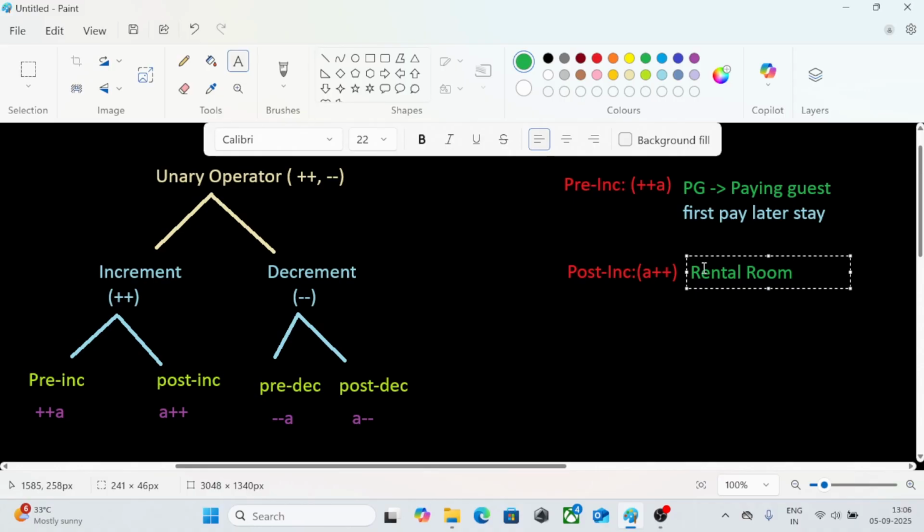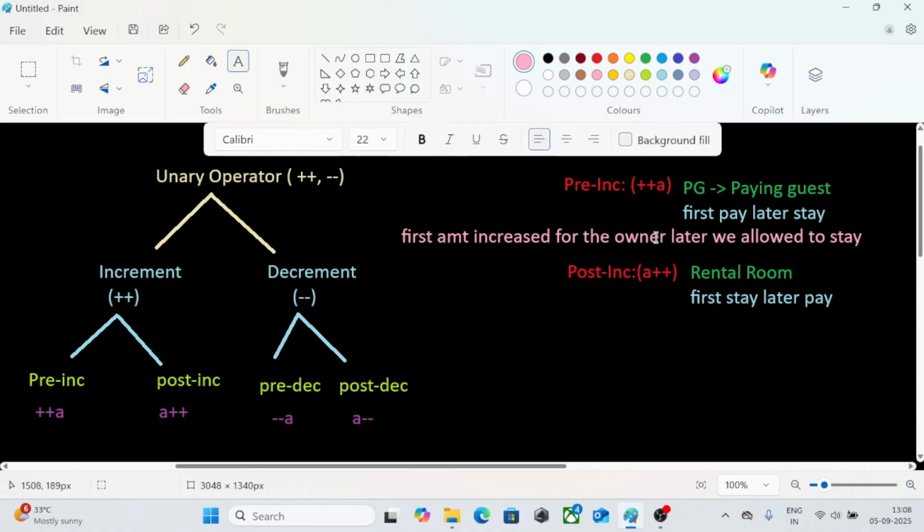For the rental rooms and all, you are not going to pay the amount first, correct? So first you stay in that particular place, later the amount will be deducted, right? What is the relation here? Here if you see, first increase the value, like first the amount is increased for the owner. First we need to pay the amount, later we are allowed to stay there.